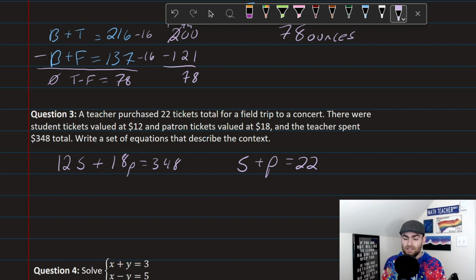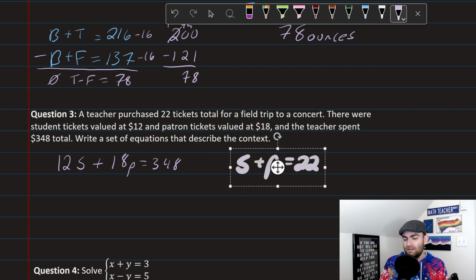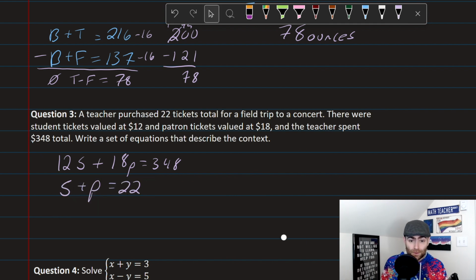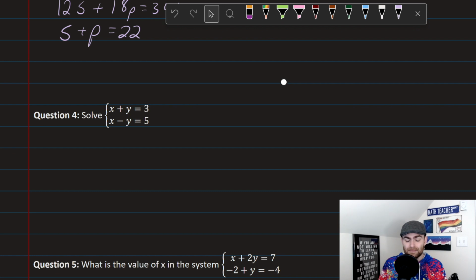Oh, we don't actually need to. We just need to write the equations. I jumped the gun. So these are our two equations for this situation. Not too bad. Let's solve a system.